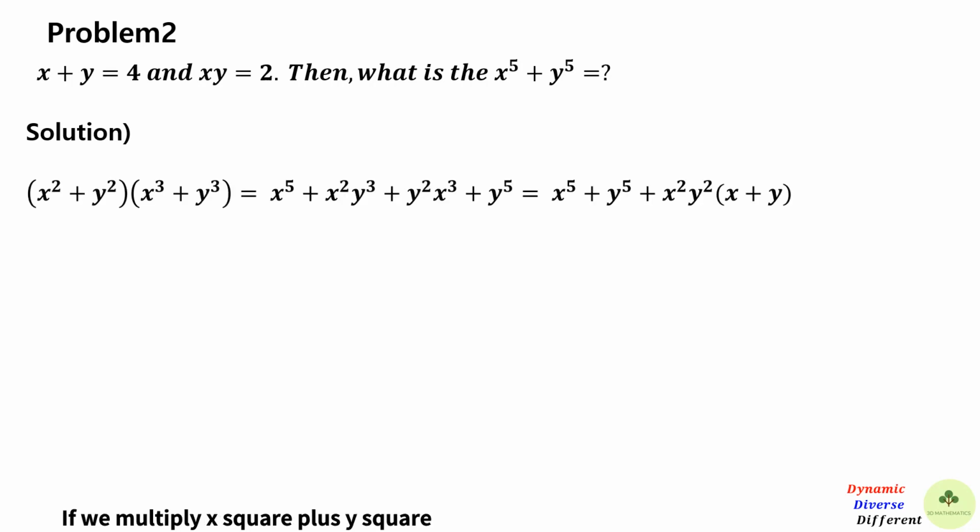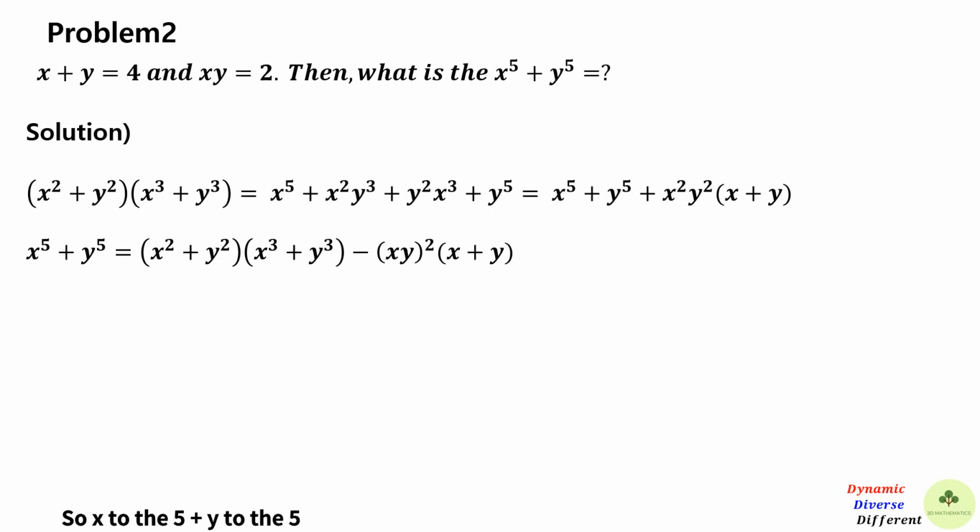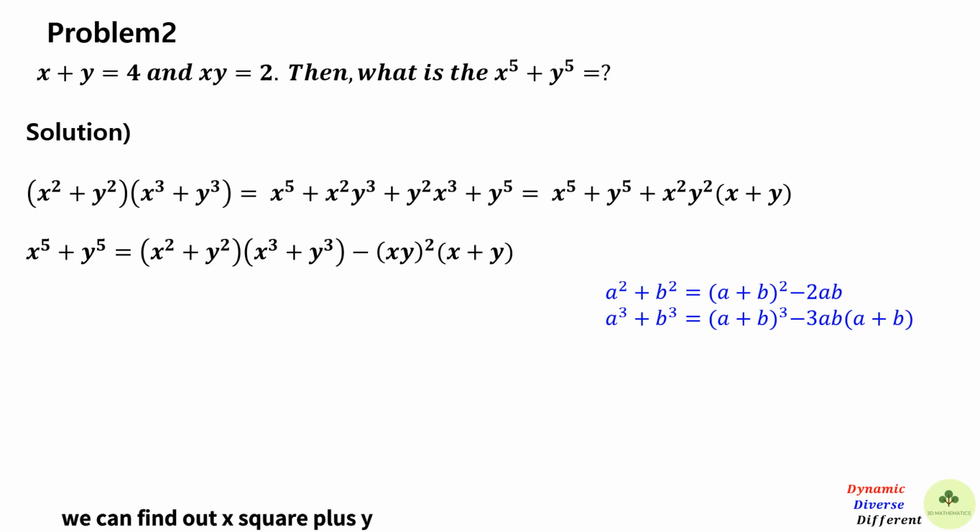If we multiply x squared plus y squared and x to the 3 plus y to the 3, it is equal to this. I just expanded the polynomial. So x to the 5 plus y to the 5 is equal to x squared plus y squared times x to the 3 plus y to the 3, minus xy squared times x plus y. By using those rules, we can find x squared plus y squared and x to the 3 plus y to the 3. Okay?